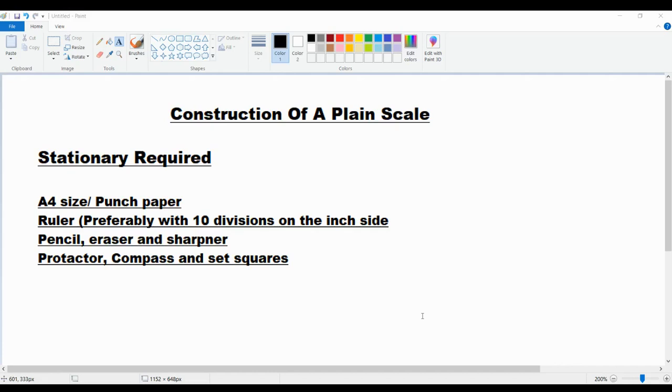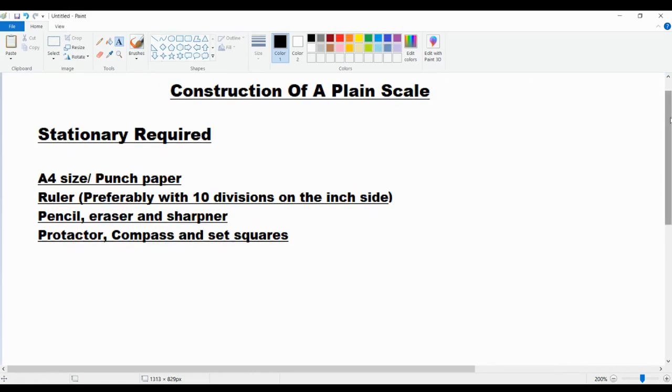Now the graphic scale is of three types: plane scale, comparative scale, and diagonal scale. In today's class, we will be dealing with only the plane scale. Now let us look at the stationery which is required. You need an A4 size paper or punch paper, whatever is available, a ruler, preferably with 10 divisions on the inside. You will also require a pencil, an eraser and sharpener, a protractor, a compass, and set squares. All these things will be required in the construction of a plane scale. Let us begin.